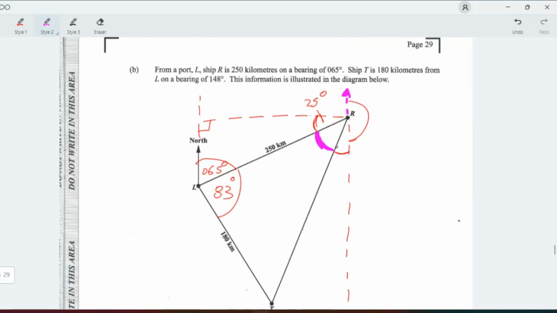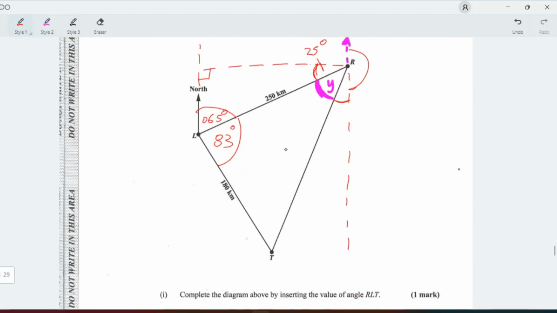We can find this piece using the sine rule. So let's call this y. If we call that y, we can find y, and then we're good to go. Once we find y, add 25 and subtract from 90, then we get this piece right here and add it to 180. So let's go ahead and do that. We need to find y, add it to 25, subtract from 90, then the result will be added to 180.